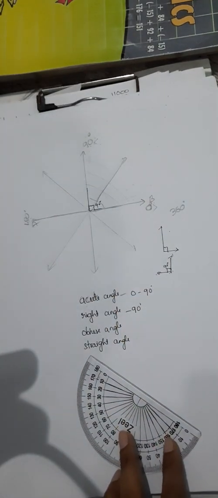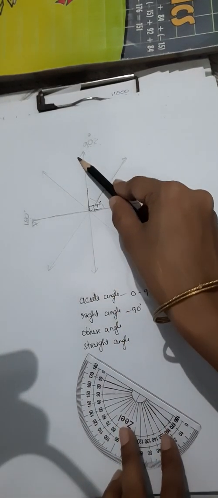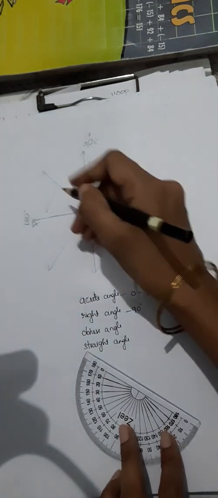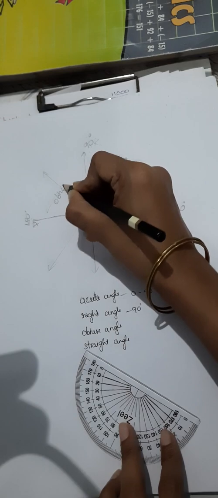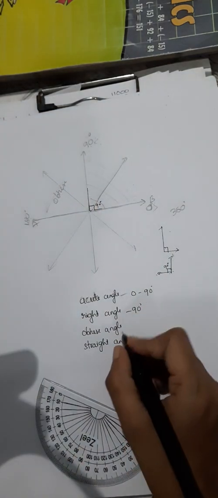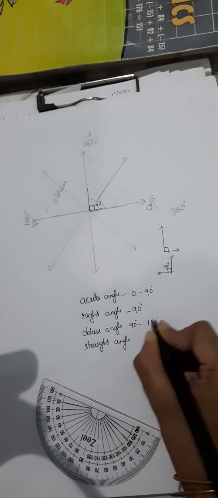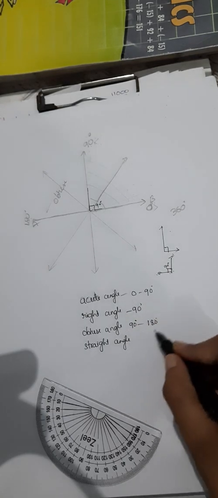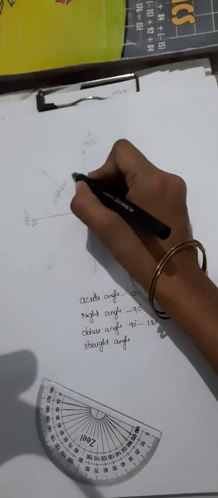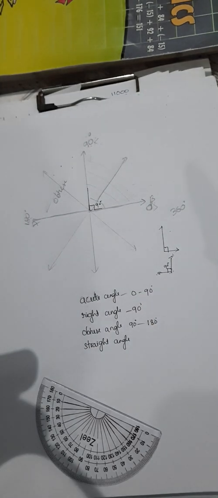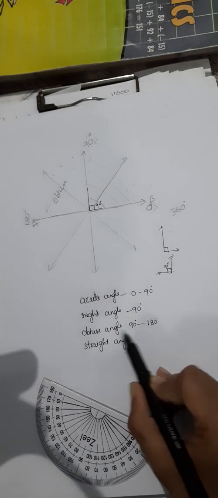And the angle which is in between 90 to 180 degree, this is an obtuse angle. What we call obtuse angle? It will be greater than 90 degree and less than 180 degree. So all these angles are called obtuse angles. It may be 110, 120, 130. All the angles in between 90 to 180 are obtuse angle.